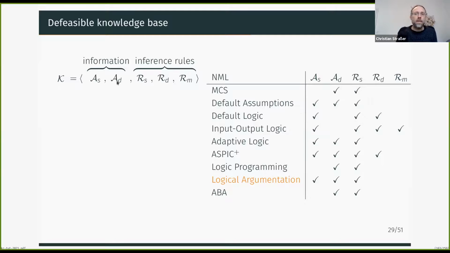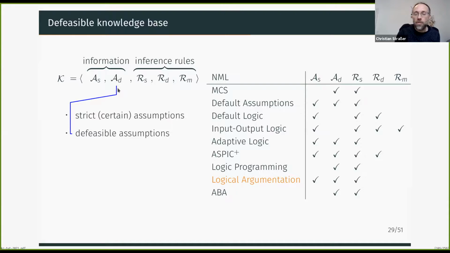But as Ofer already mentioned, the information can have different qualities. So it can be information you are certain about. That would be strict information. This is this AS here. Or it could be defeasible information, just some assumptions you make. So this is the first part of the knowledge base.